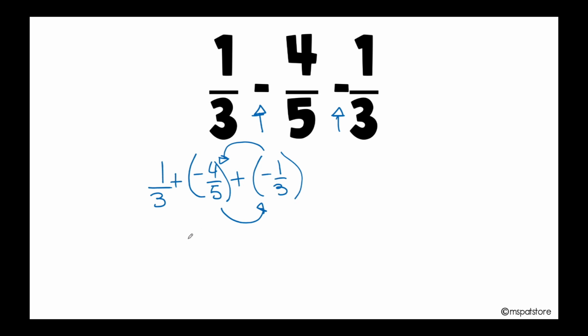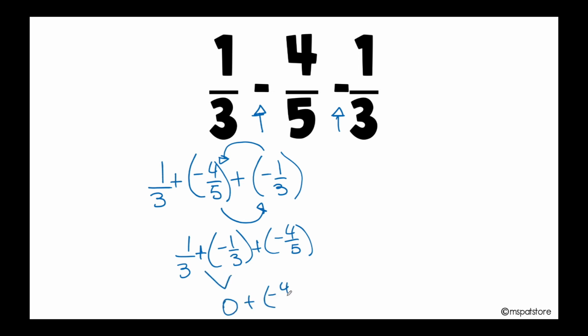So I have 1/3 plus negative 1/3, which is very similar to the previous example that we did, plus negative 4/5. Remember that this is 0, but you're going to see it in a moment, plus negative 4/5. There you go. So this is equal to 0, and then I'm going to bring down negative 4/5, and that's it. My final answer is negative 4/5.